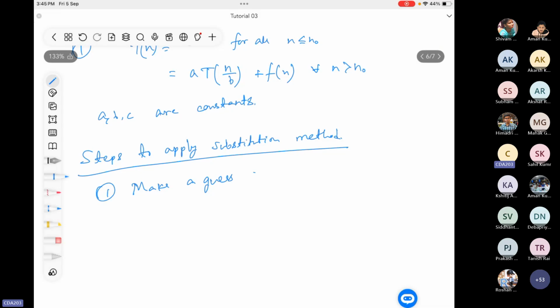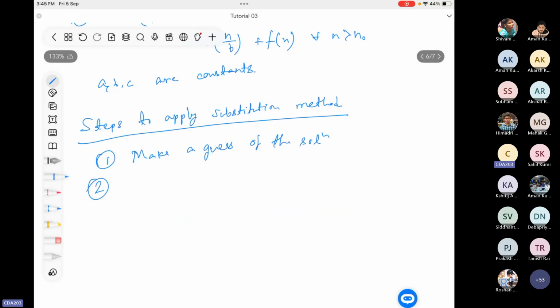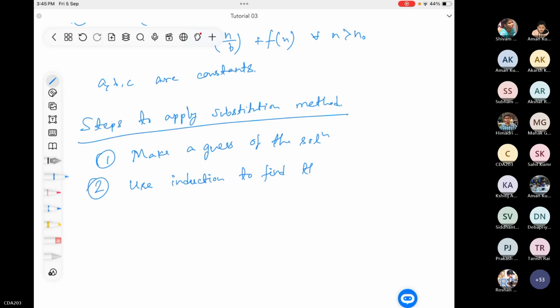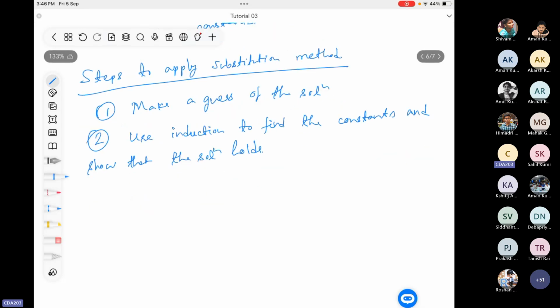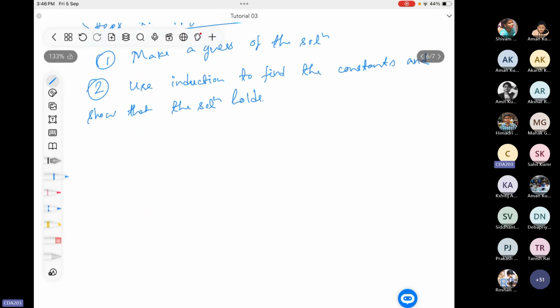So make a guess of the solution and inductively find the constants. Use induction to find the constants, and show that the solution works. Okay, so let's try an example.